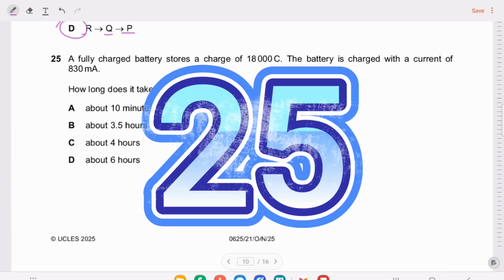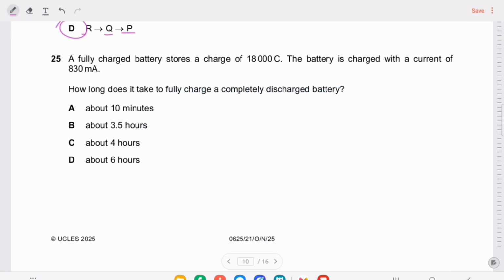A fully charged battery stores a charge of 1800 coulomb. A battery is charged with a current of 830 milliampere. How long does it take to fully charge a completely discharged battery? This is a straightforward electricity calculation. Let's see if you remember the formula.